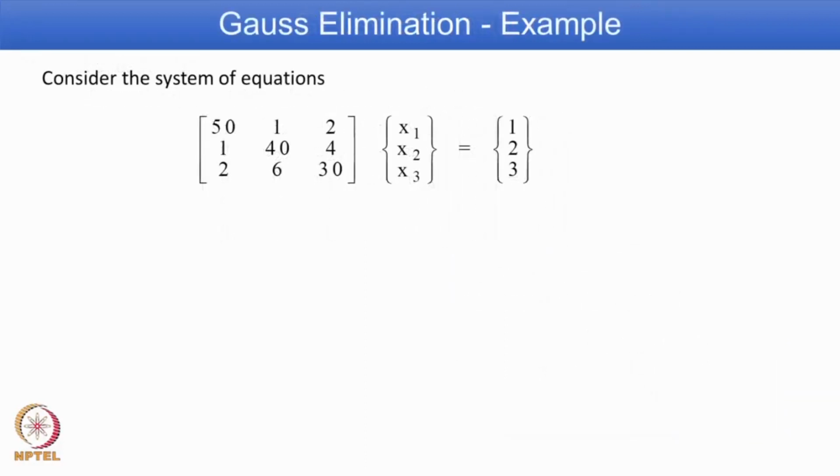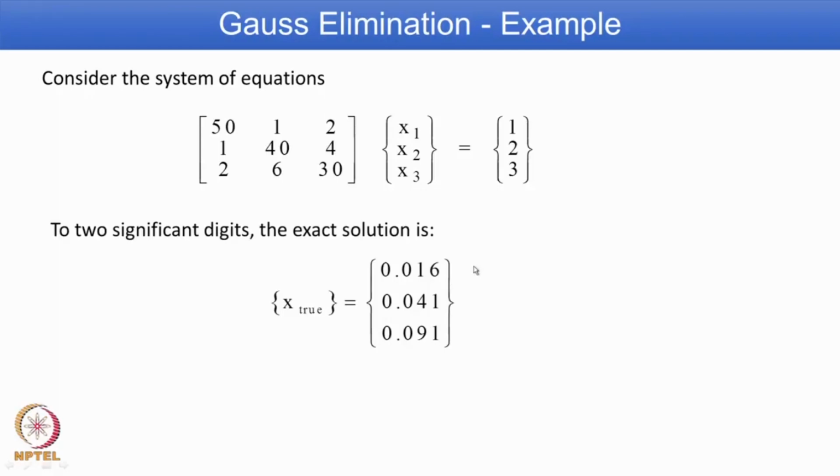We explain the Gauss elimination procedure with the help of a simple matrix as shown here. 50, 1, 2, 1, 40, 4, 2, 6, 30 are the elements of that matrix. x1, x2, x3 are the column vector of unknown values, equal to the right side 1, 2, 3. There is an exact solution available for this system, and that is also listed here as 0.016, 0.041 and 0.091. We explain the Gauss elimination procedure for this system in the next 2 slides.